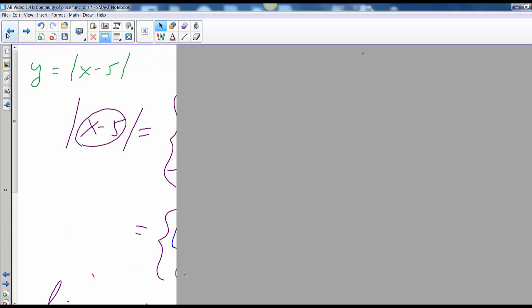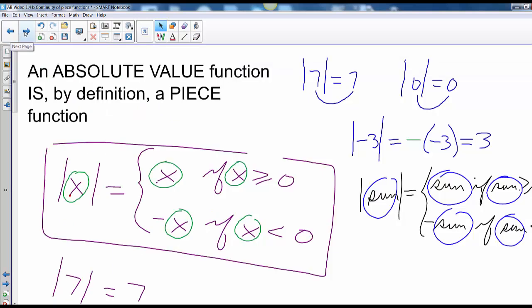Apparently we already went to the next page. Don't know how that happened because I didn't click on anything.